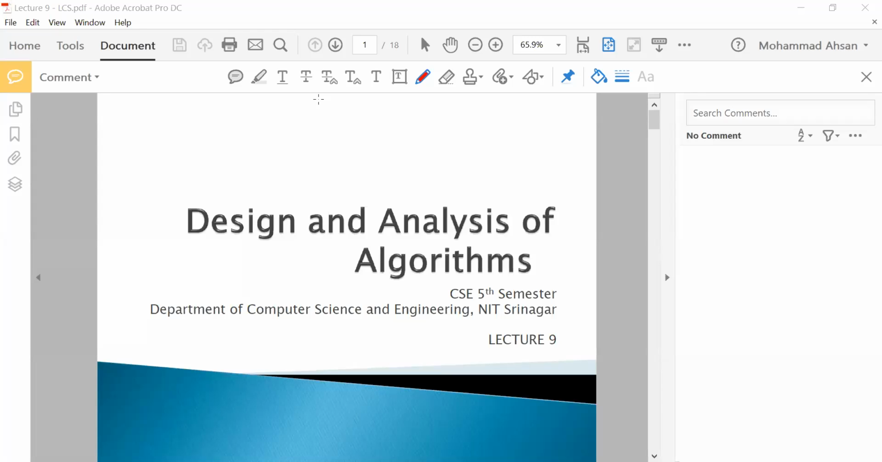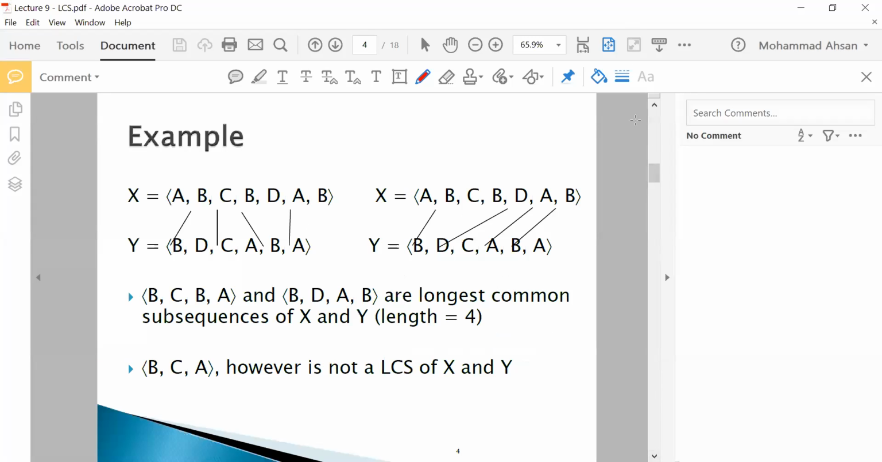Okay, so let's start with today's class. We started with the longest common subsequence, which is a type of dynamic programming problem. It's an example of dynamic programming.